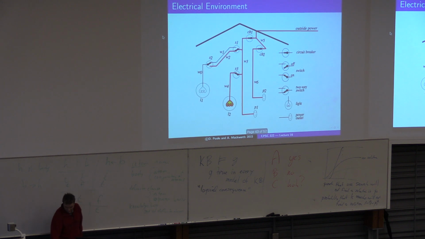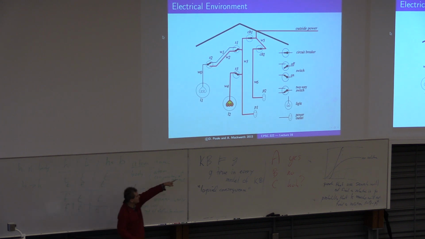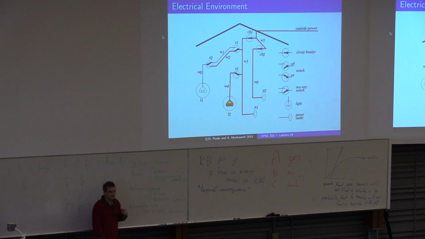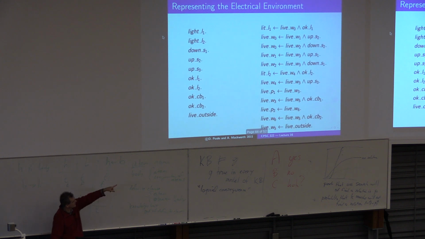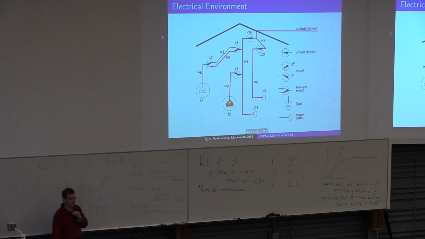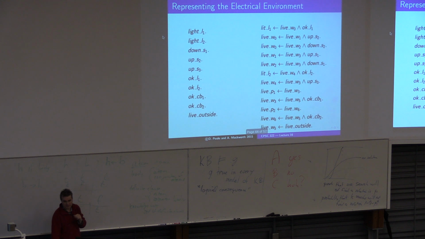So if we look back here, it says L1 is lit if there's power coming into W0 and L1 is OK. There's power coming into W0 if switch S2 is up and there's power coming into W1. Right? We can axiomatize, write down rules about how this world works. And we have meaning associated with these symbols. We can read this on the top right and check whether it's true in our world. So we have meanings associated with it.